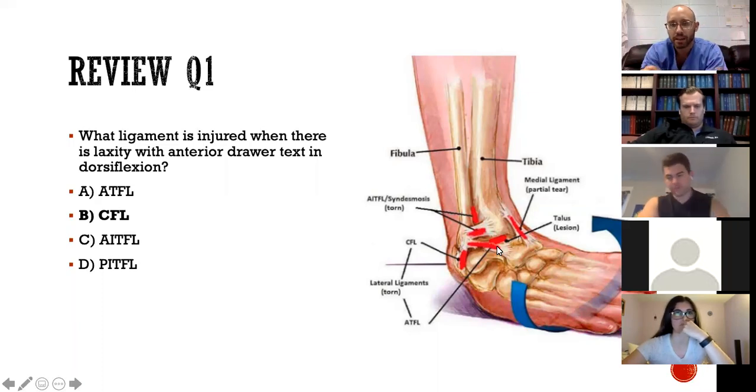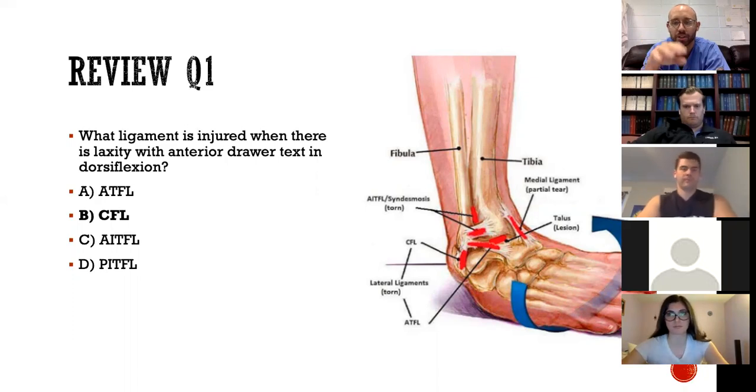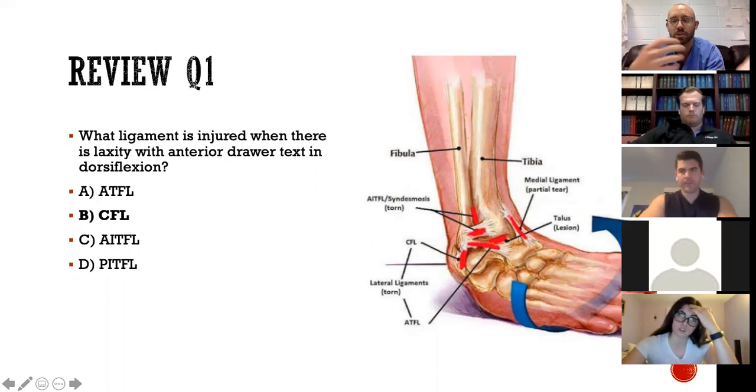If you look at the ATFL, if you put that in plantar flexion, you're going to stretch that ligament, and then you test the anterior drawer, and it's going to test that ligament. So just think about where the ligaments are, and then what position the foot is going to put them on stretch, and that's going to be tested.